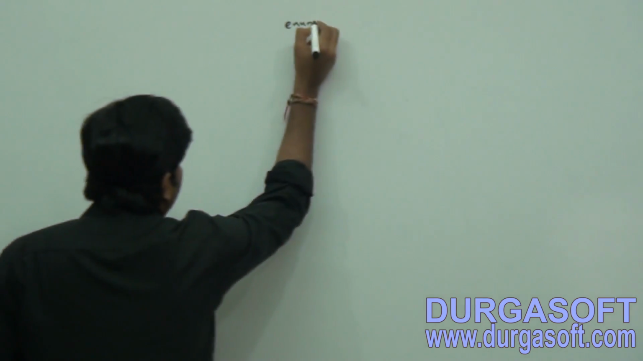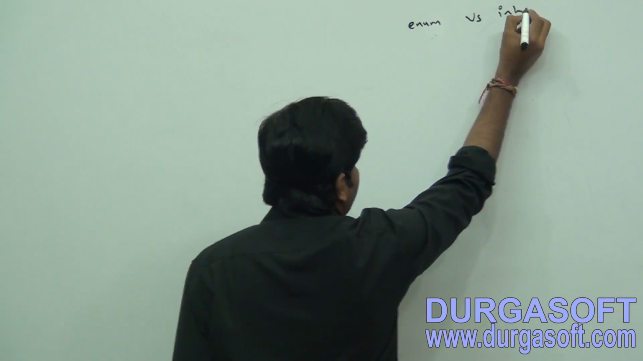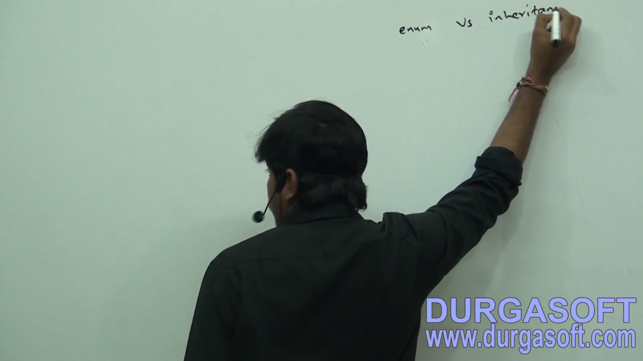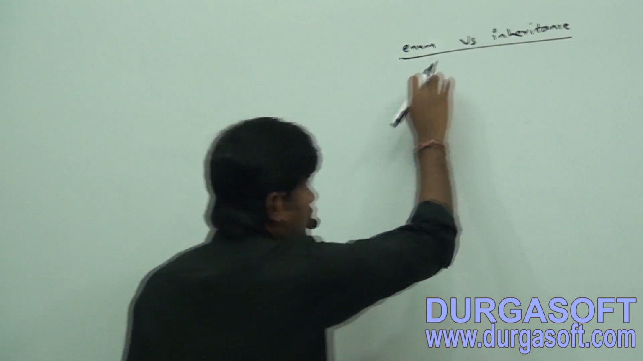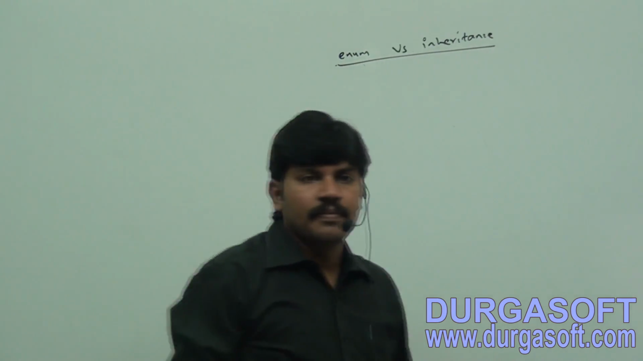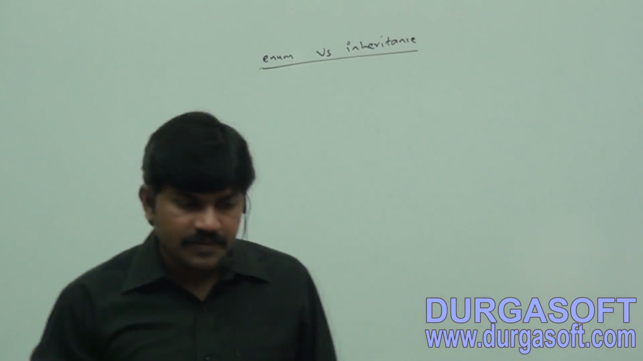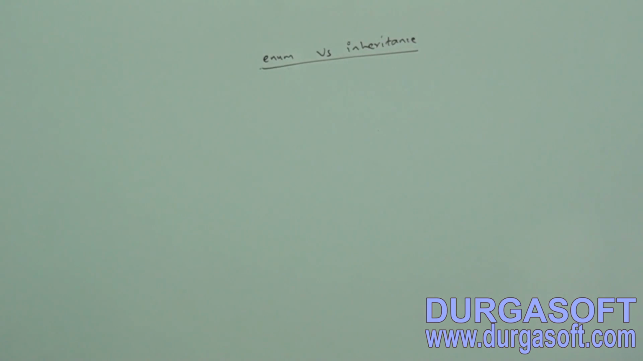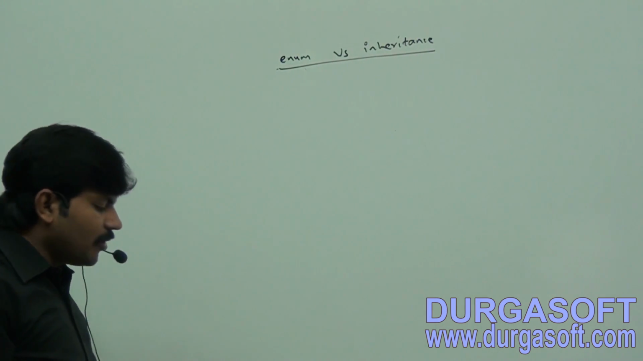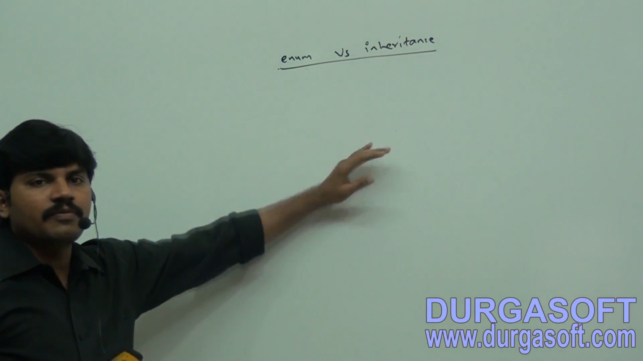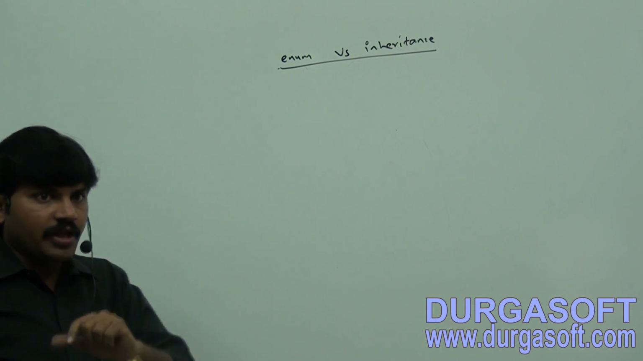Now keep the subheading: enum versus inheritance. Make sure there are multiple conclusions here. Enum versus inheritance. Listen very carefully.